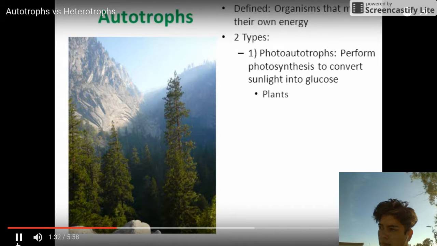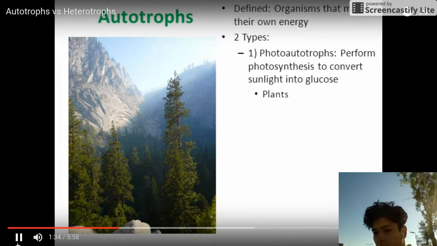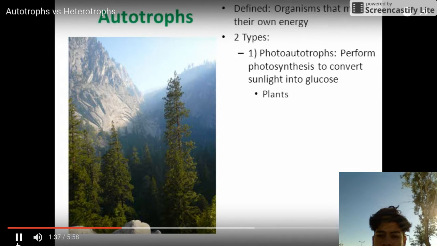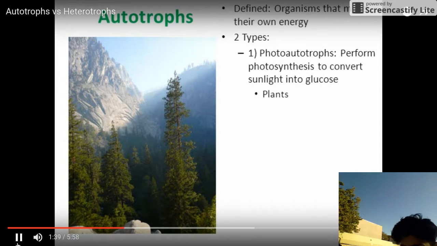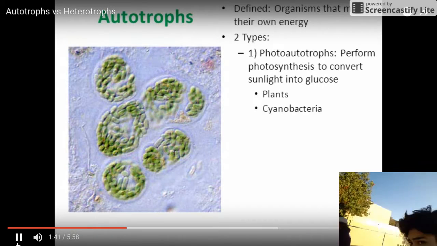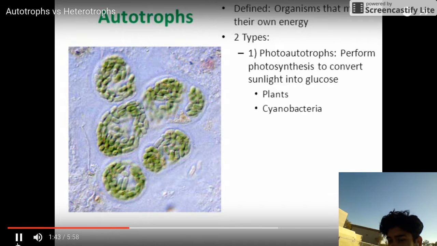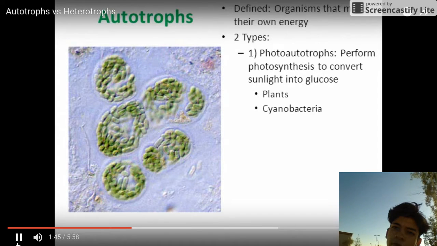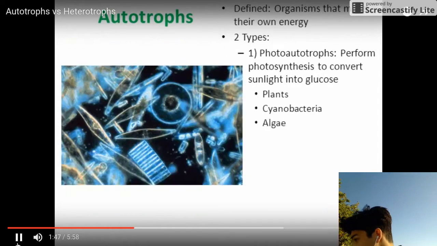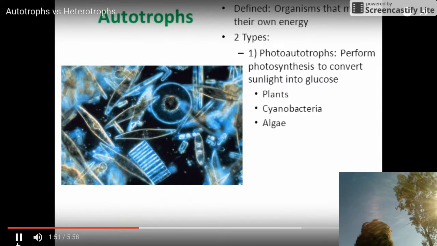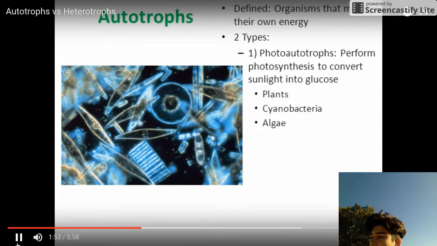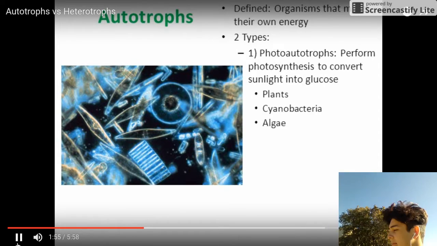So plants are probably the most obvious example of photoautotrophs, but there are others. There are other organisms that do photosynthesis. Let's not forget there are some bacteria called cyanobacteria that are photosynthetic autotrophs. And there's algae. Algae are photosynthetic autotrophs. In the picture, these are called diatoms, or diatoms, however you would like to pronounce them.